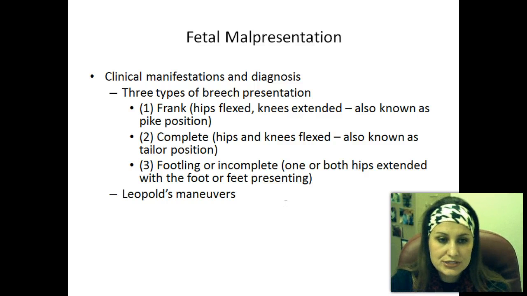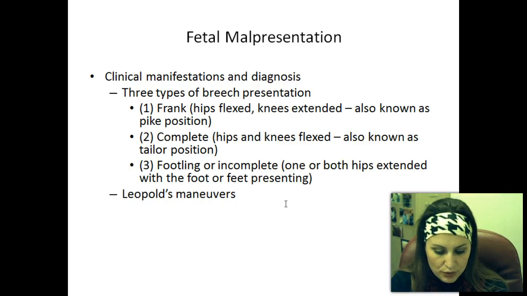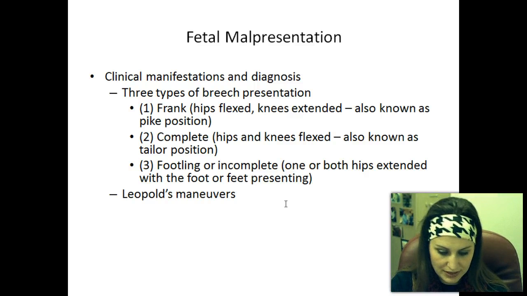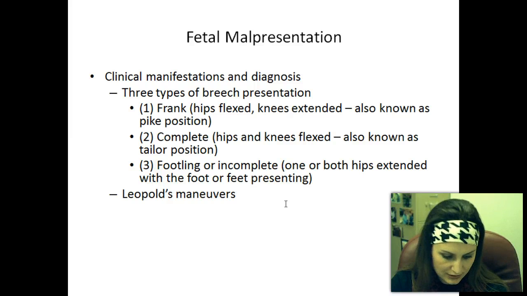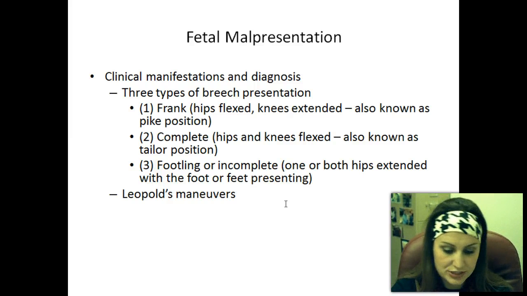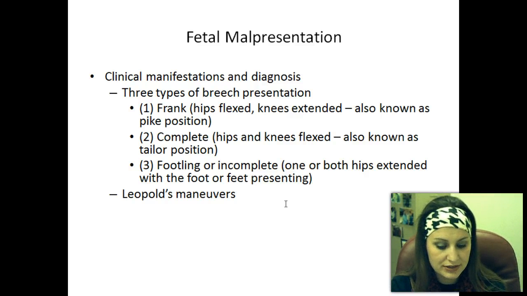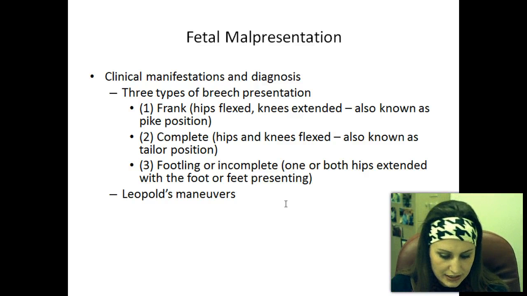And then, of course, Leopold's maneuvers will allow you to feel where that baby is. It allows us also to know where to put the fetal monitor. For more information on that, you can look at page 207, the procedure box, and understand how you would do that exactly.